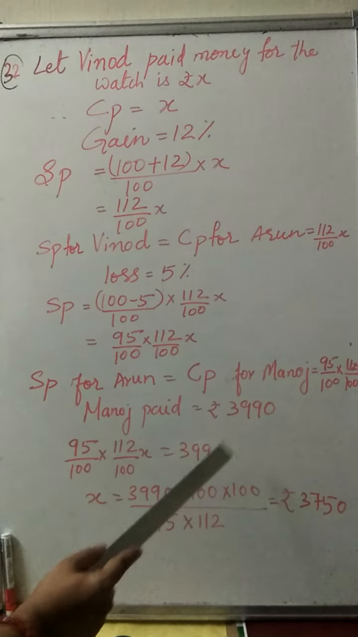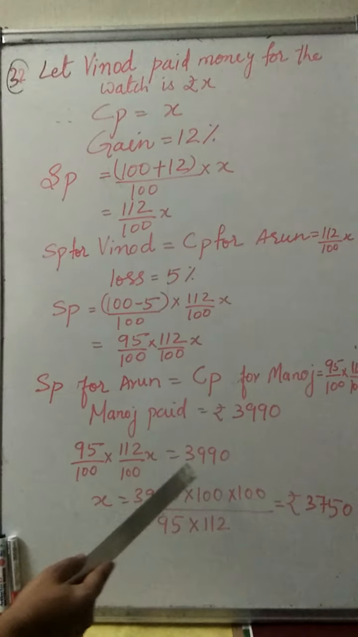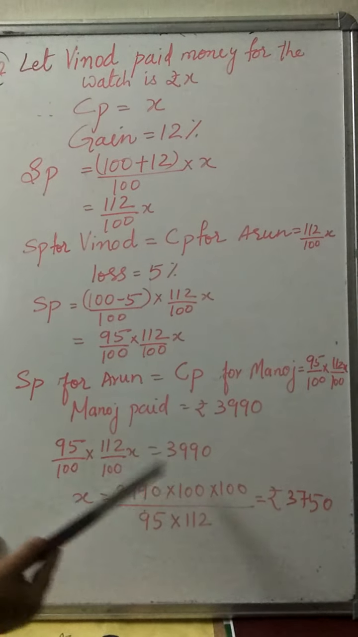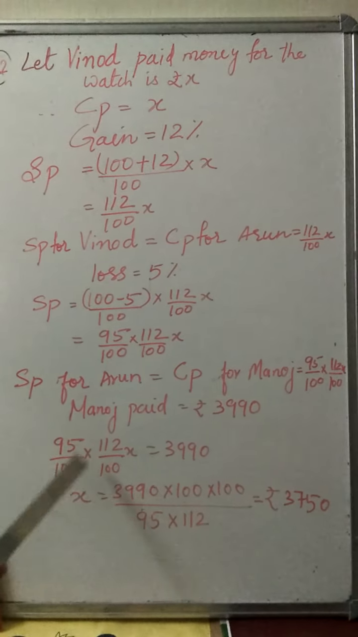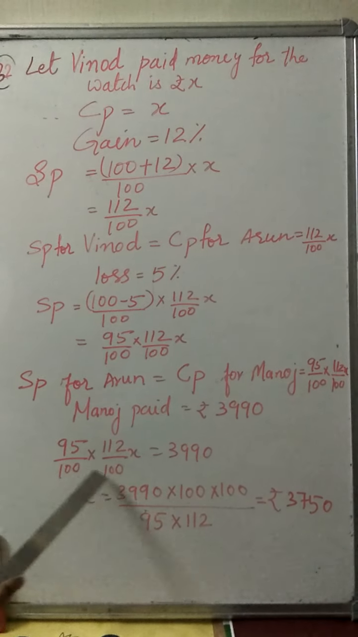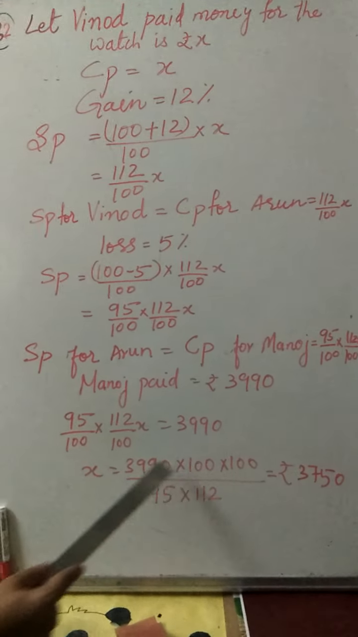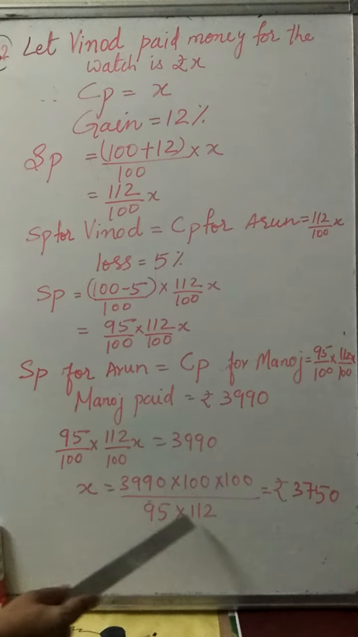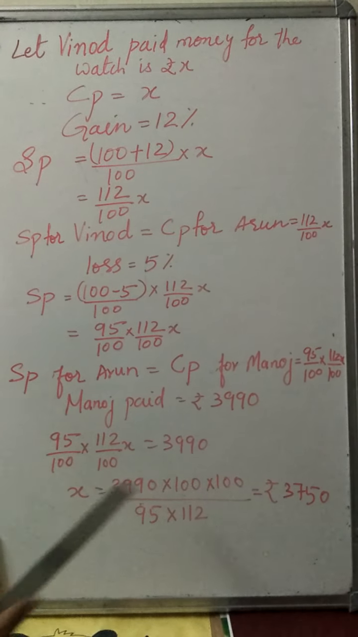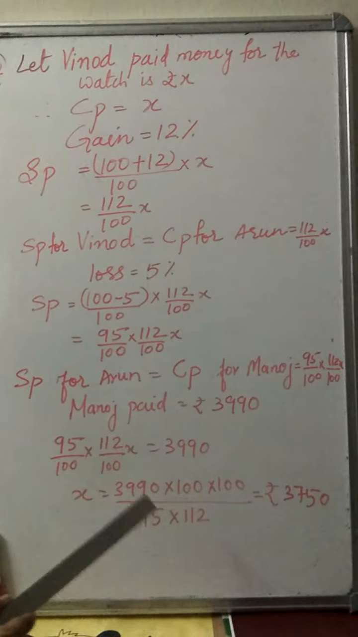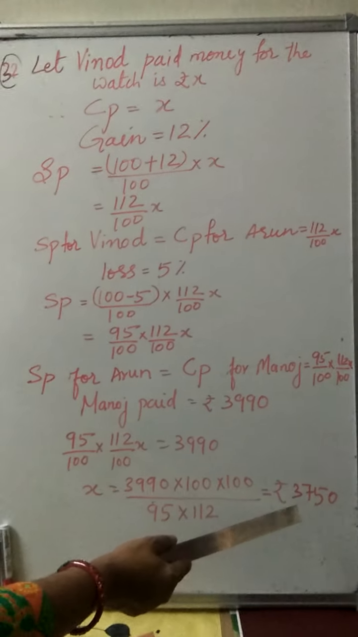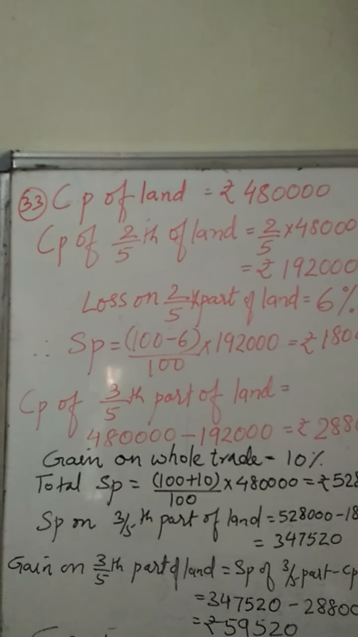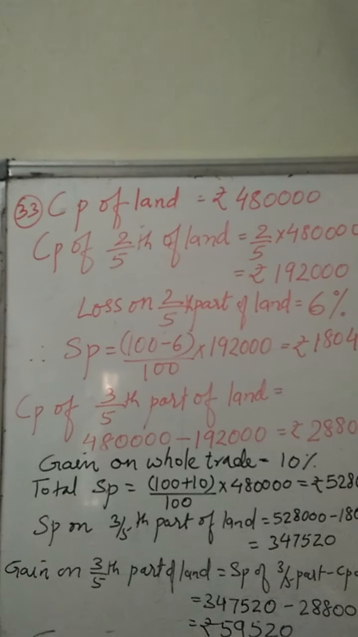So that means now at this stage we can calculate these two values. Now we have to equate these two because both are equal, CP and the amount paid. So we have equated this one, and after equating X is equal to here, and both the 100 will multiply here. That means 3990 into 100 into 100 and 95 into 112 is here. Now you can do cancellation. This type of calculation becomes easy here. Do the calculation and then you will get this answer, 3,750.